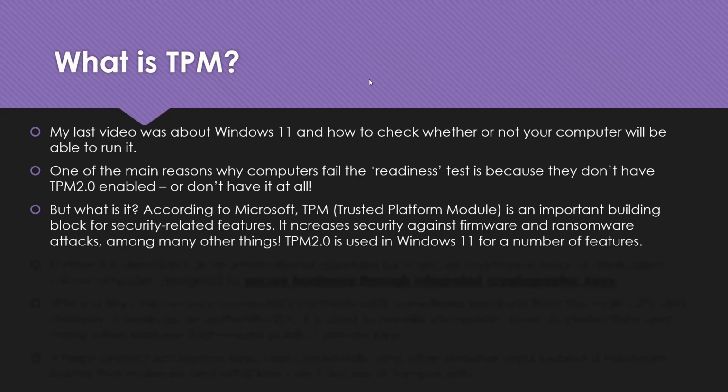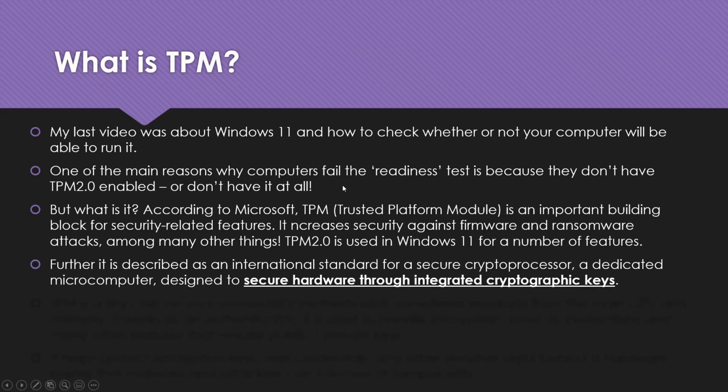According to Microsoft, this is what they say. TPM, Trusted Platform Module, is an important building block for security-related features. It increases security against firmware and ransomware attacks, among many other things. TPM 2.0 is used in Windows 11 for a number of features. So that doesn't really tell us a whole lot. But it is further described as an international standard for a secure crypto processor, a dedicated microcomputer designated to secure hardware through integrated cryptographic keys. Say that fast. Integrated cryptographic keys.